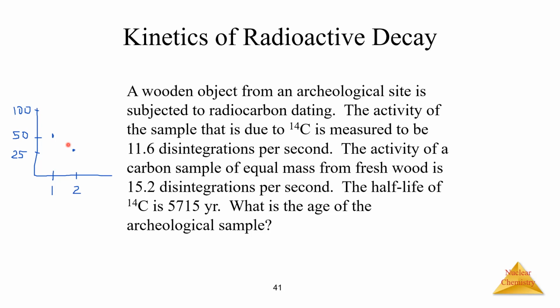So what we can do in this case is look at the difference or look at the ratio in those two disintegration rates between the old sample, the archaeological sample, and the fresh one. And we can look to see what the difference is or what the ratio is there to get an idea of how long or how old that first sample is. And we can still use that integrated rate law. So with this question again, 11.6 disintegrations per second for the archaeological sample, 15.2 for the fresh sample.